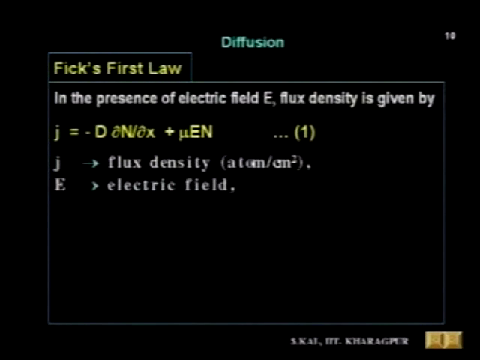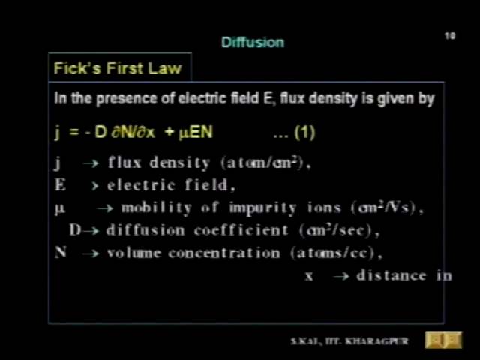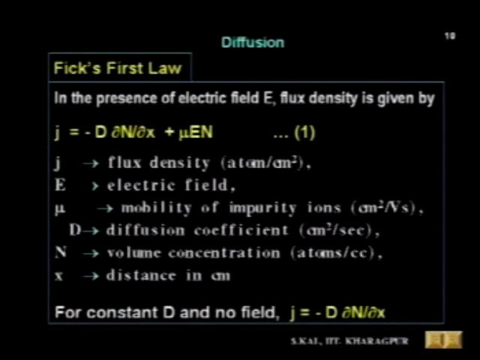Now all the parameters here are described. J is flux density, in atoms per centimeter square per second. E is electric field. Mu is mobility of impurity ions, in centimeter square per volt second. D is the diffusion coefficient, in centimeter square per second. N is volume concentration, in atoms per cc. X is distance in centimeter.